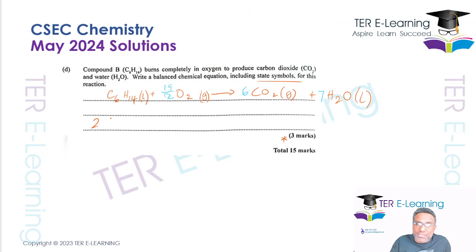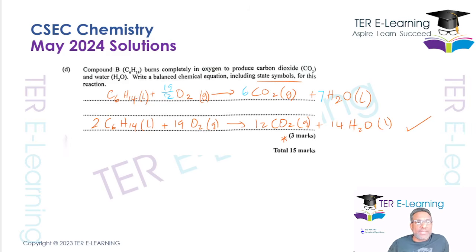So it's going to be 2 C6H14 liquid, right, plus 19 O2 gas, right, produces, this will be 12 CO2 gas, right, plus 14 H2O liquid, right? So this here would be the answer here, this one, right? So that takes care of your third question.